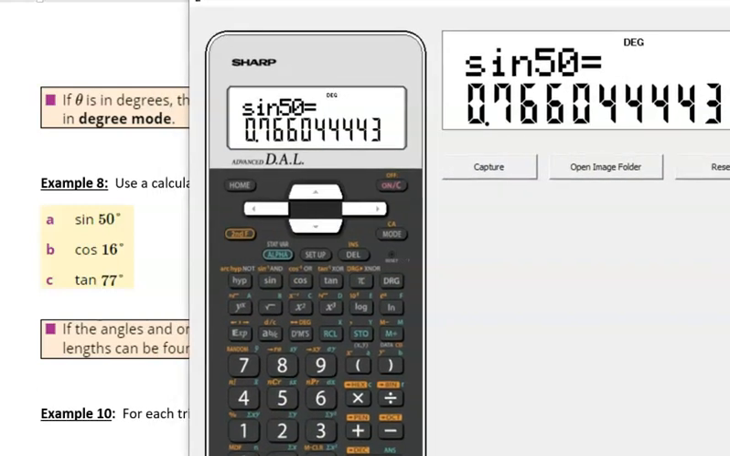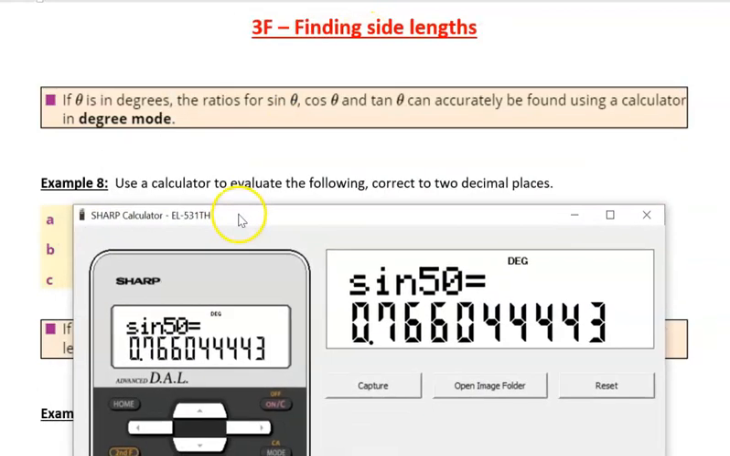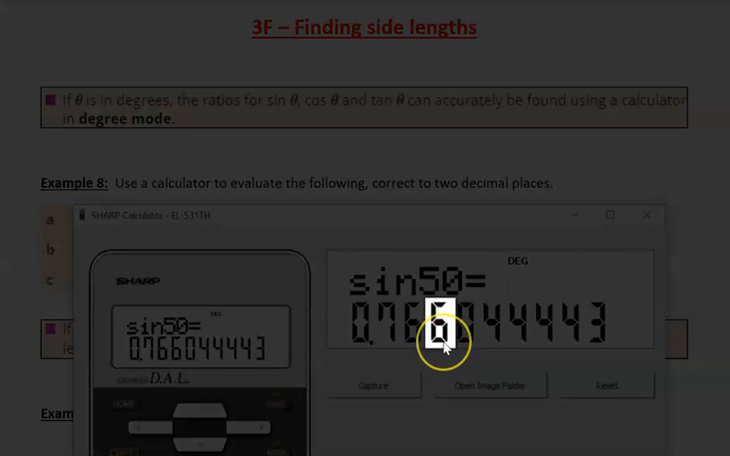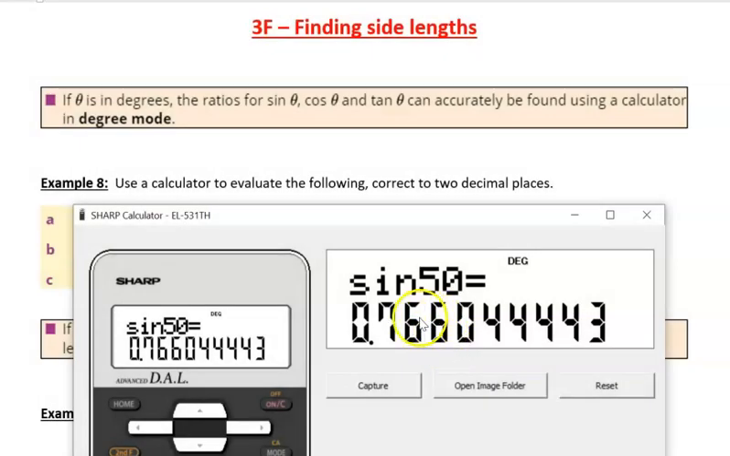If I want to find sine 50, it's as simple as pressing the button that says sine and putting in 50 degrees, and that's going to give us a number. And that number is huge, 0.76660. And if I look at my instructions, we want that correct to 2 decimal places. So 7 and 6 are my 2 decimal places. But if I look next to that, my critical digit here is 6, and anything that's 5 or up will push this rounding number up. So it'll actually be 0.77.